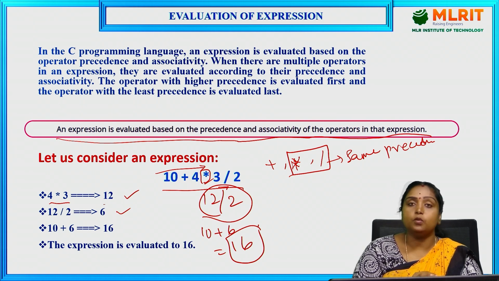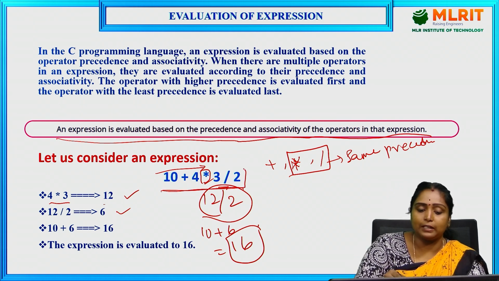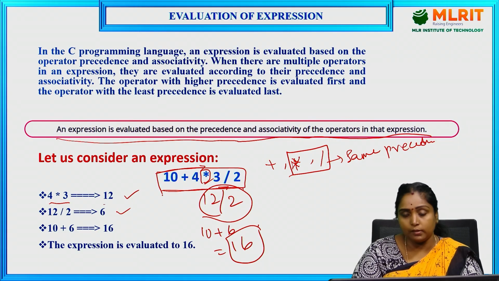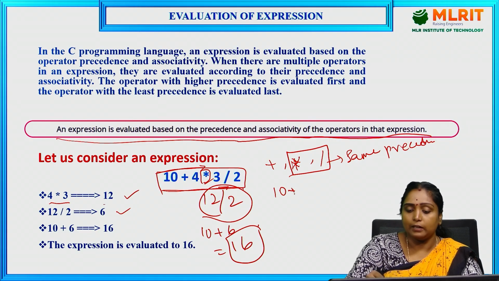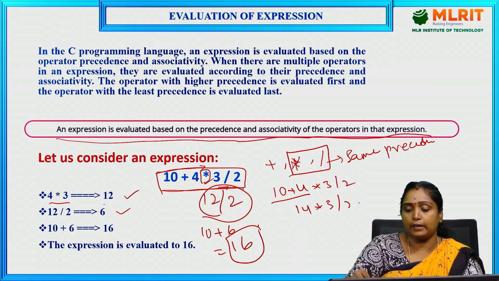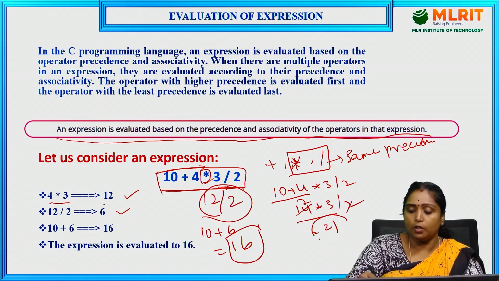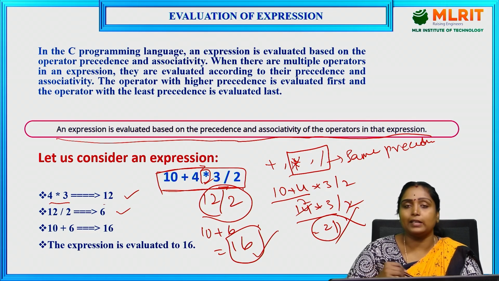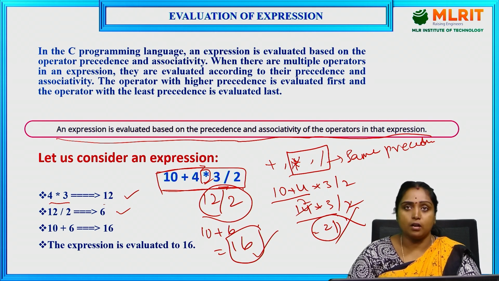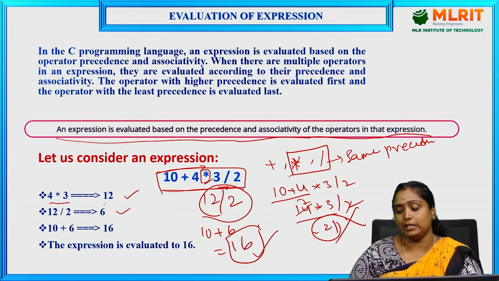If you don't use this particular operator precedence and associativity rules, the evaluation of the expression will go wrong. For example, 10 plus 4 into 3 by 2. So 10 plus 4 is 14, into 3 is 42, divided by 2, 21. So you will get the answer itself wrong. When you use these rules, you will get the correct answer. So this is how the evaluation of arithmetic expressions will be done.